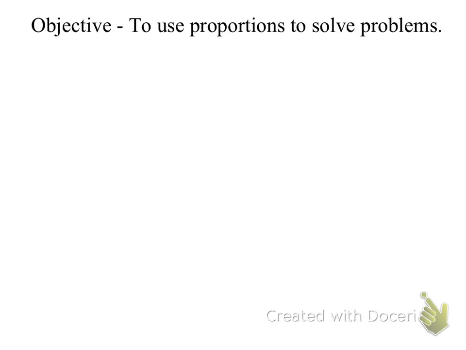Today we are working on proportions. This is section 3.9 of the Green Book, page 150, 1 through 37 odd. We are solving proportions, using proportions to solve problems.